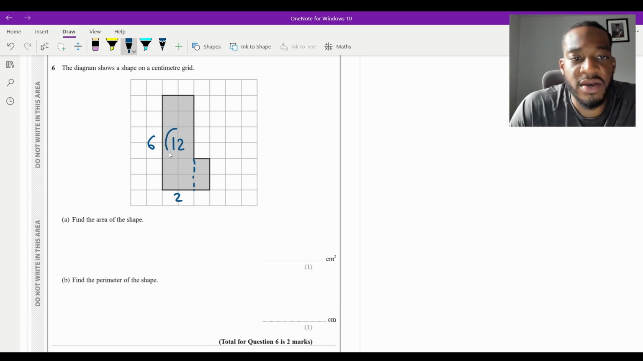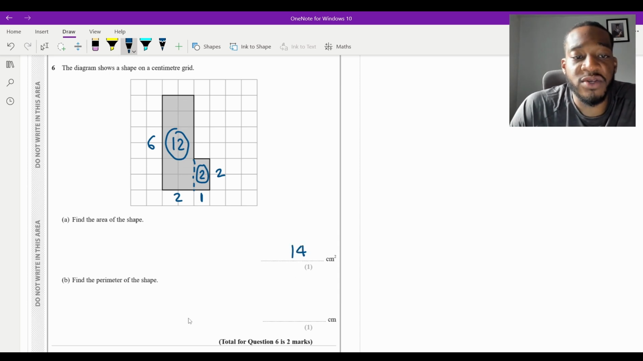So I'm going to put that in a circle here. 6 times 2 is 12. That's fine. This one has a base of 1 and it has a height of 2. 1 times 2 is 2. So it's going to be this area, 12, plus that area, 2. 12 plus 2 is 14. So it's going to be 14 centimetres squared.